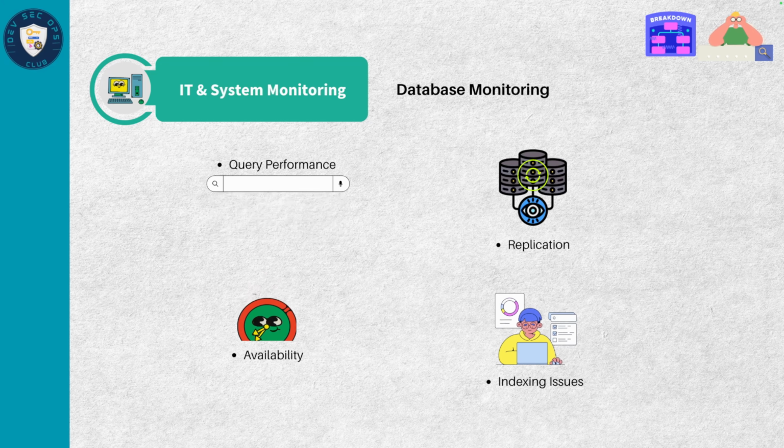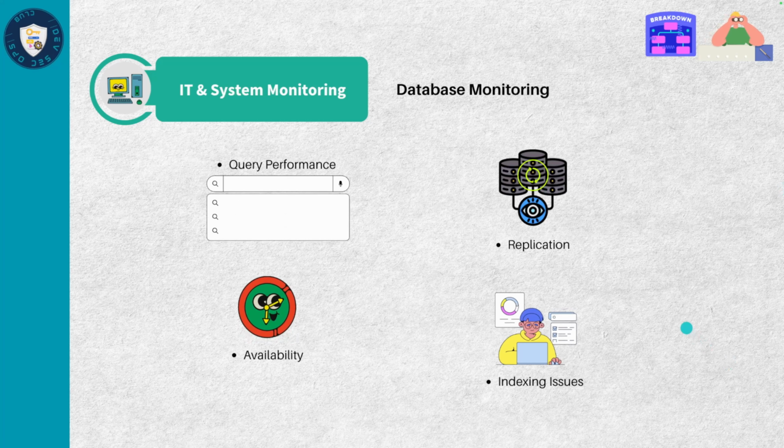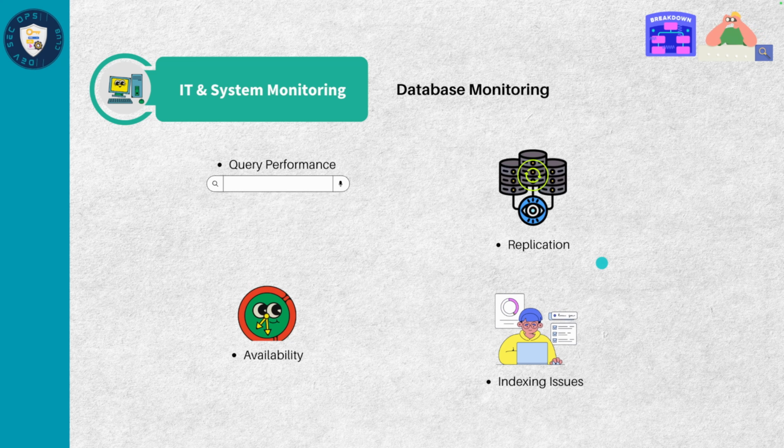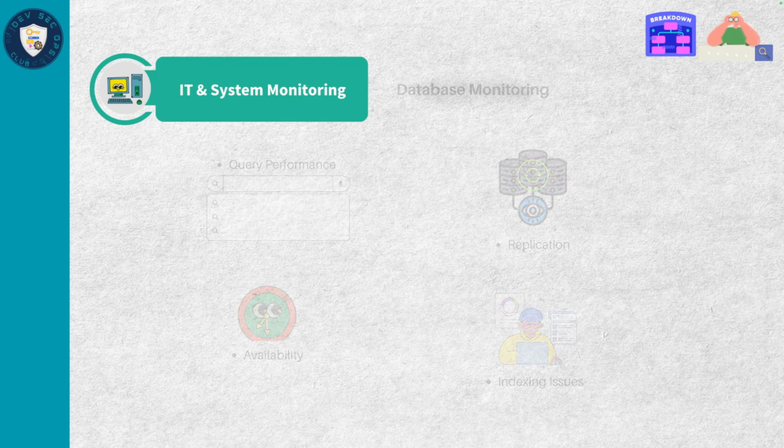A slow or unoptimized database can lead to application failures, frustrated users, and lost productivity. So monitoring helps organizations maintain responsiveness, prevent downtime, and improve efficiency. So this is all about database monitoring. Now move on to log monitoring.